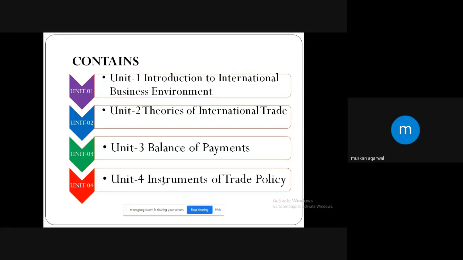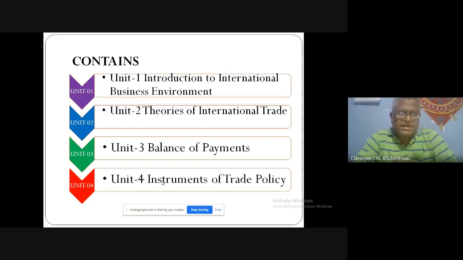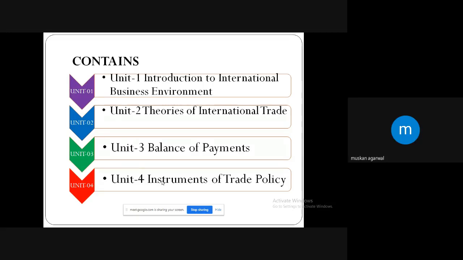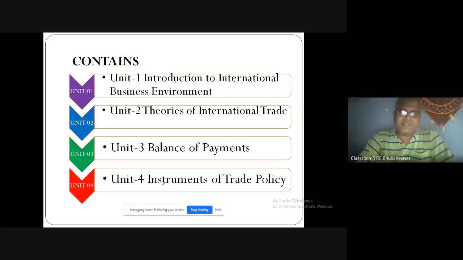The topic is divided into 4 units. Unit 1 is the introduction to international business environment, unit 2 is the theories of international trade, unit 3 is the balance of payment, and unit 4 is the instruments of trade policy.